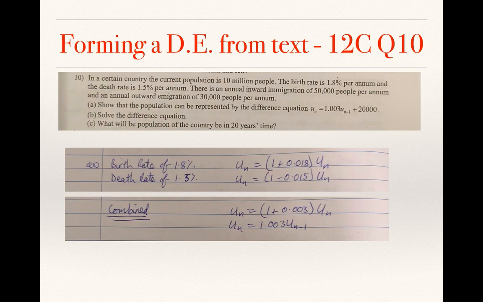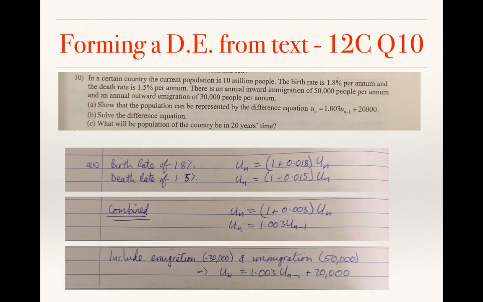The only thing we need to now worry about is the emigration and the immigration. So if there's 30,000 going out and 50,000 coming in, that means there's a net of 20,000 coming in, and that gives me the difference equation there. Okay, that's the population difference equations.